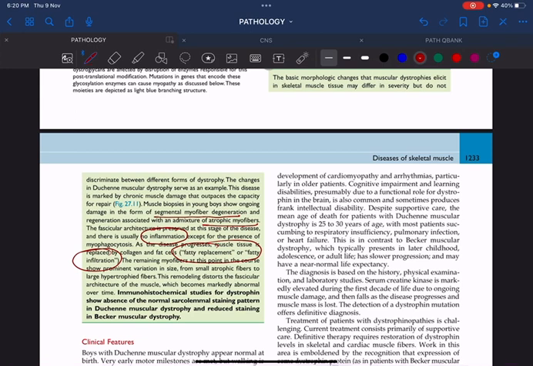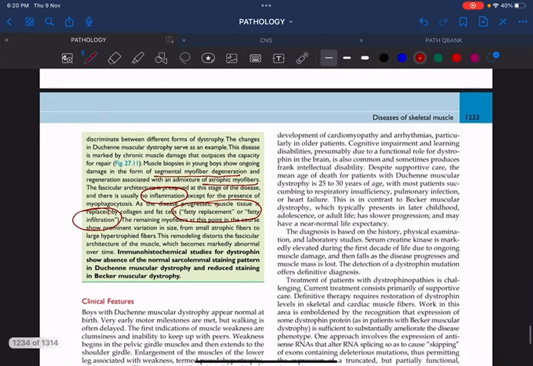Actually, the pseudohypertrophy is not because of hypertrophy of the muscle fibers. It is because of the fatty infiltration that is responsible for producing the enlargement. Since it is not true hypertrophy and it is just because of fatty infiltration, we call it pseudohypertrophy. And remember, there will be absence of dystrophin in IHC staining in Duchenne muscular dystrophy, whereas in Becker muscular dystrophy, there will be reduced staining.